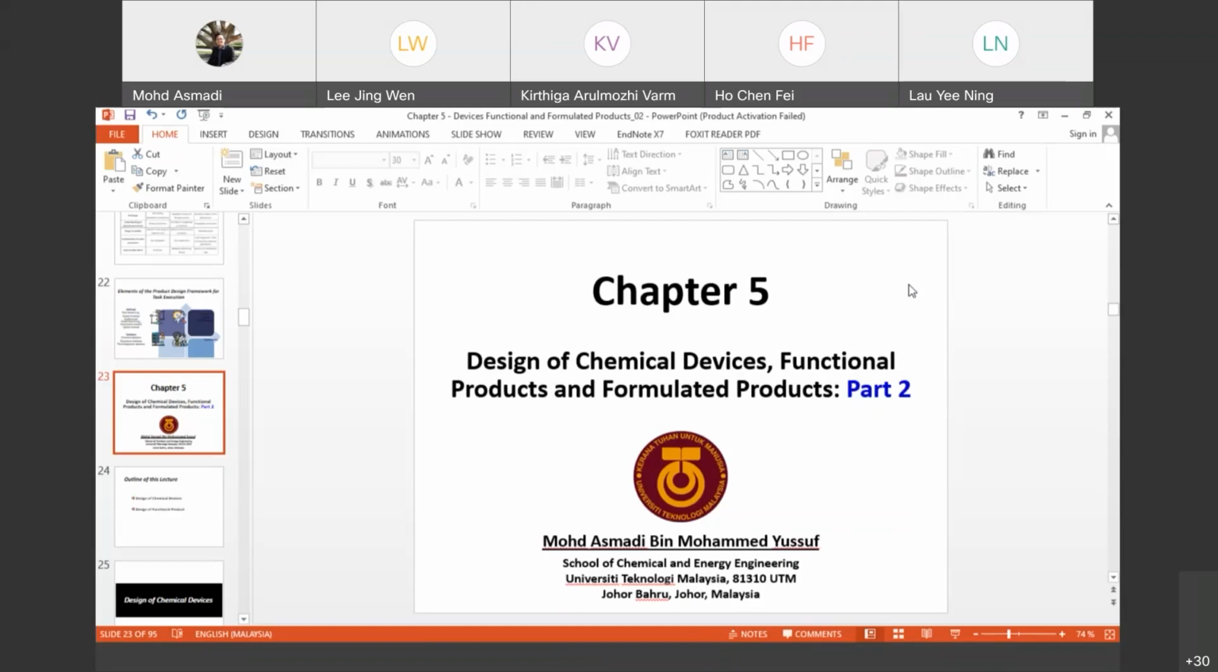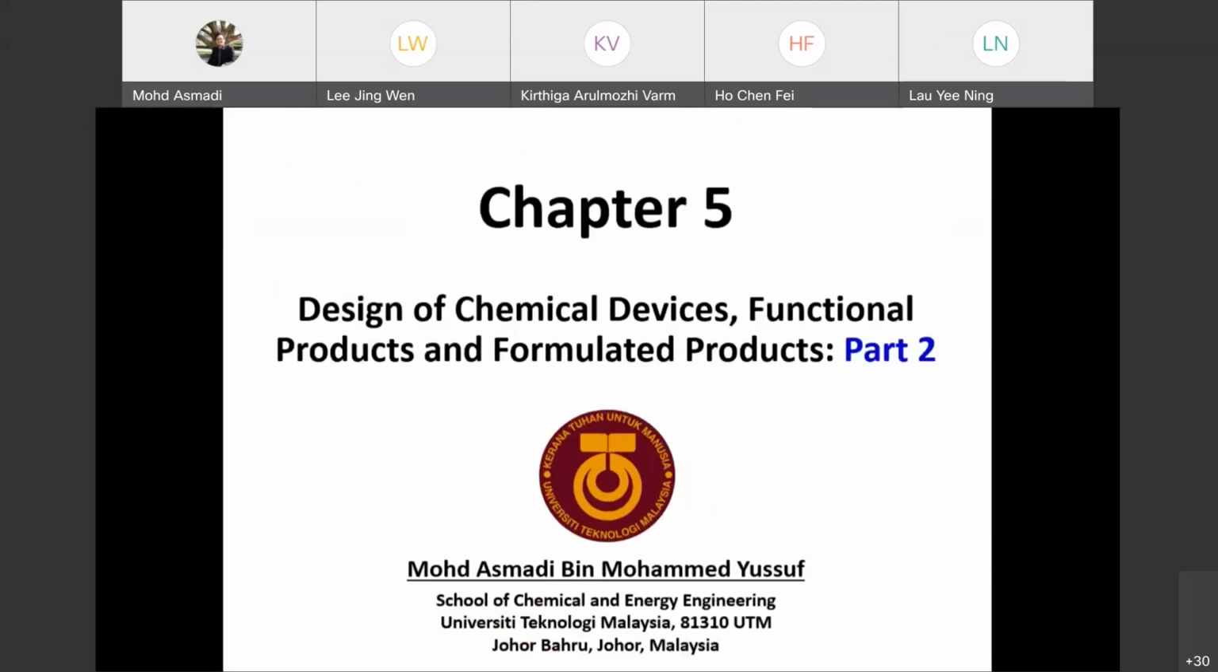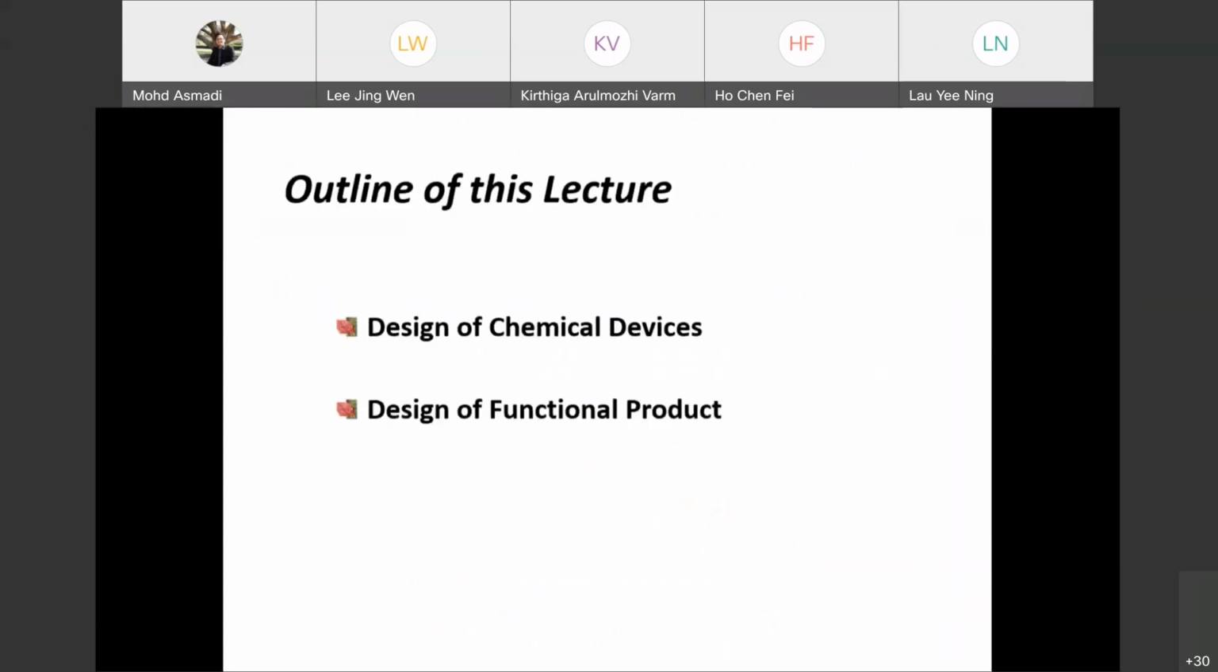So for today, we will continue on how to design chemical devices. I think today we will focus on how to design chemical devices within this one hour. And then I will give you an assignment. You have to do it with your group members and submit through the e-learning. I don't think we can do it in our class, because generally it involves mathematical modeling.